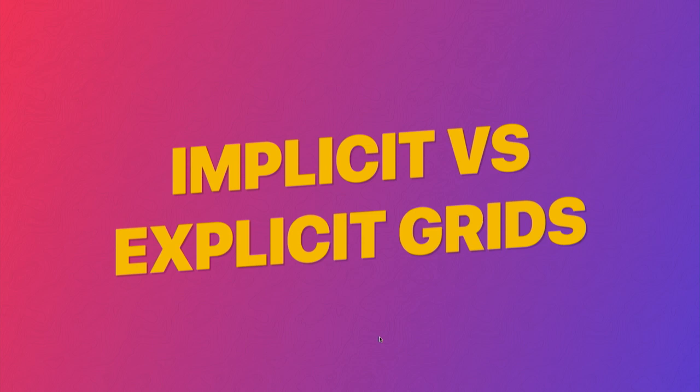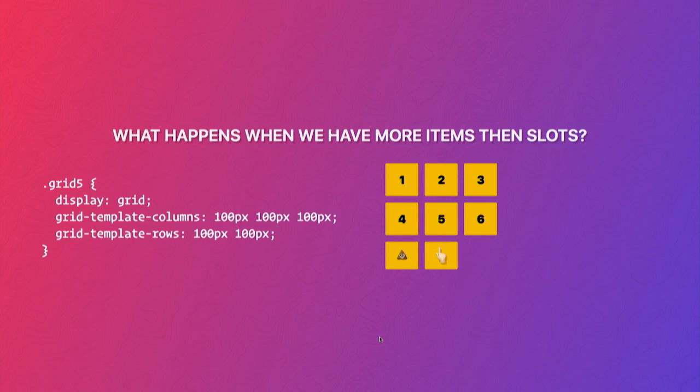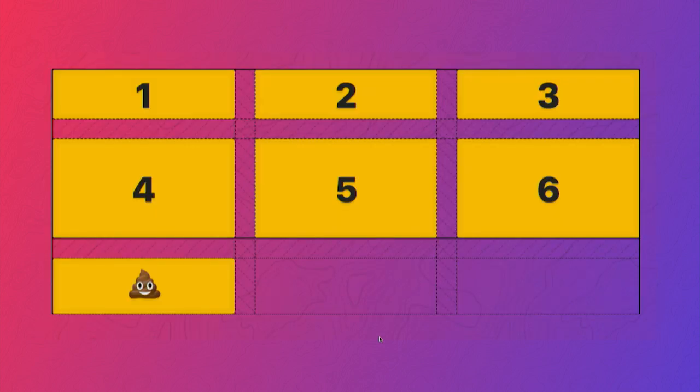One of the core concepts behind understanding how grid works is understanding the concept of implicit grid and explicit grid. The best way we can answer what is the difference between the two is what happens when you have more items than slots. Here I've got 100, 100, 100, 2 rows of 100, 100, but I've got these extra elements here. What happens when you've got more things than you have spots to put them in? The answer is they will start to create extra rows for you.